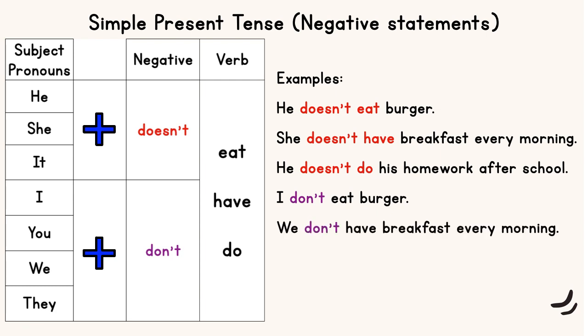Okay, I don't eat burger. We don't have breakfast every morning. They don't do homework after school. Okay, so doesn't is used for a singular subject such as he, she, it. And don't is used for a singular subject I, you, and plural subject we and they. Okay, doesn't untuk he, she, it. Okay, don't untuk I, you, we, and they.